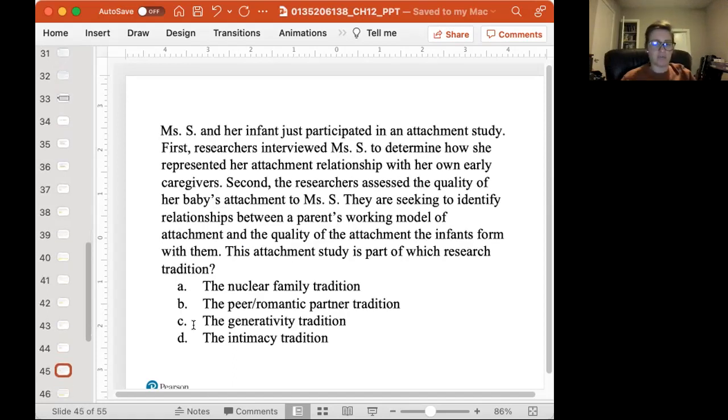Miss S and her infant just participated in an attachment study. First, researchers interviewed Miss S to determine how she represented her attachment relationship with her own early caregivers. Second, the researchers assessed the quality of her baby's attachment to Miss S. They are seeking to identify relationships between a parent's working model of attachment and the quality of the attachment the infants form with them. This attachment study is part of which research tradition? The nuclear family tradition, the peer romantic partner tradition, the generativity tradition, or the intimacy tradition? The nuclear family tradition.